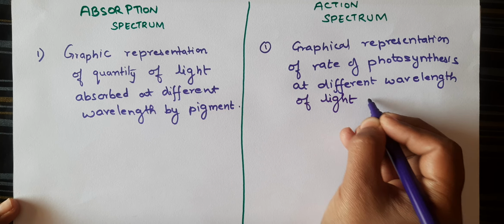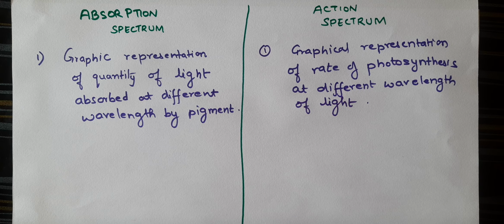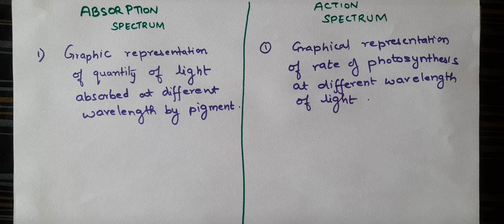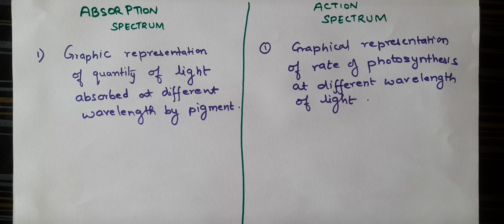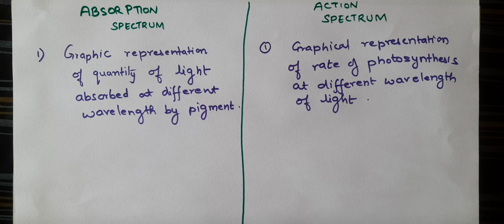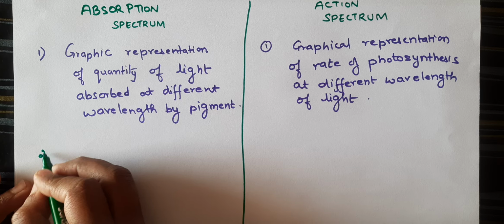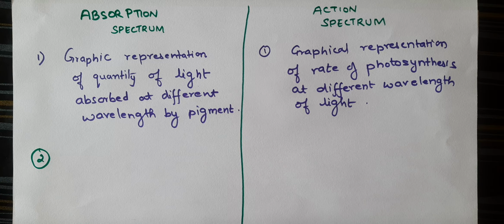Okay, so what happens actually in the action spectra, we will measure the photosynthetic rate by providing different wavelengths of the light. However, in the absorption one we will just quantify the absorption of the light by a particular pigment at different wavelengths. Clear?